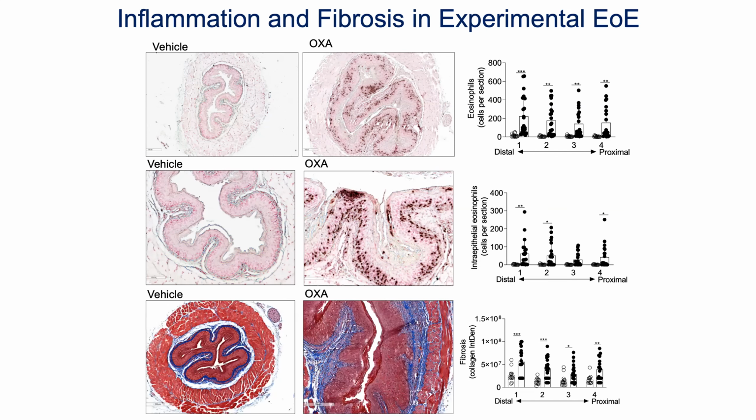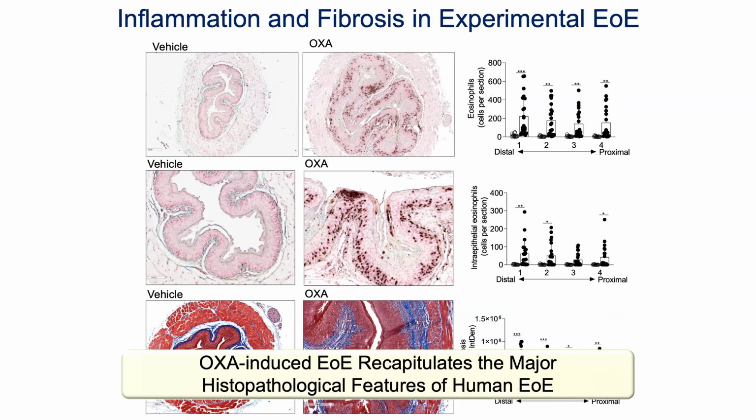Furthermore, Masson's trichrome staining revealed marked subepithelial fibrosis in oxazolone-treated mice. Collectively, these data demonstrate that our experimental EoE model mimics the major histopathological features of human disease.